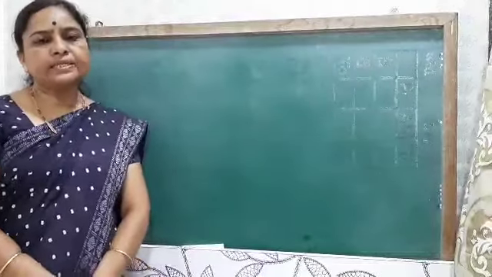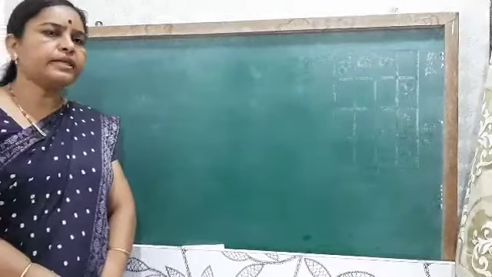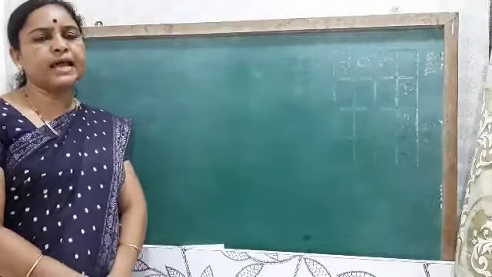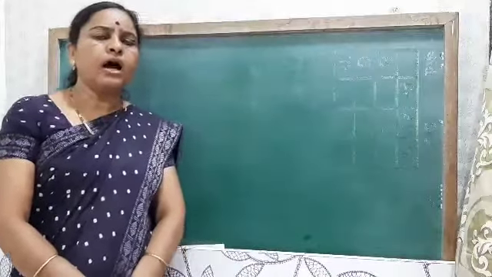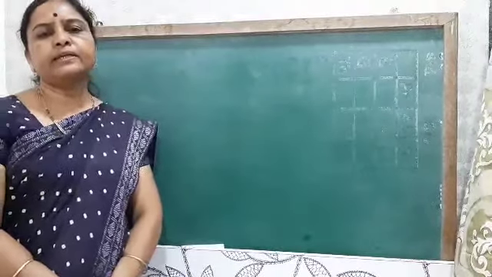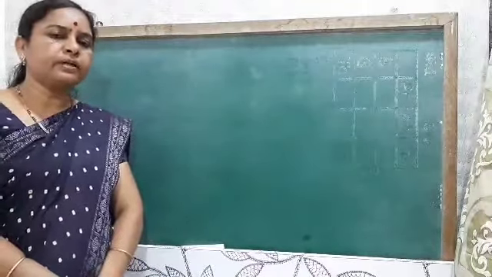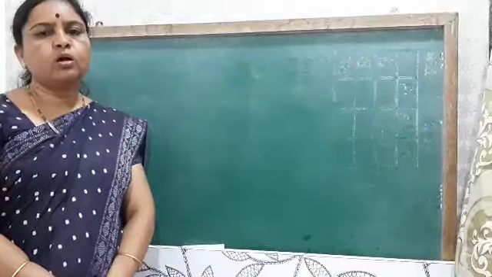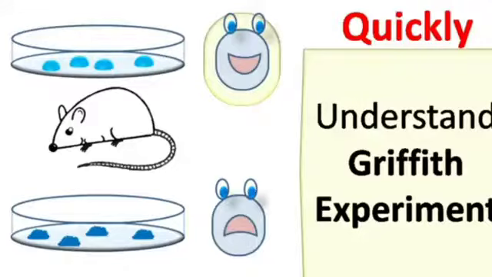Students, in the last lecture we have seen the Griffith's experiment. In the last step, Griffith observed that something is transferred from the heat-killed S type strain into the R type strain, due to which the death of the mice takes place. So first we see the Griffith experiment.